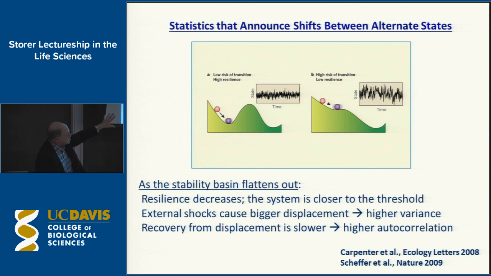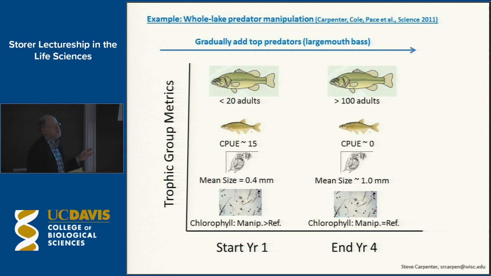And we got interested in this for a number of phenomena in lakes, and used the trophic cascade as a sort of test mechanism to explore these signals in whole lakes. And so the basic idea of the experiment was to move from an ecosystem that had a very small number of top predators to one that had a large number of top predators very gradually over time.